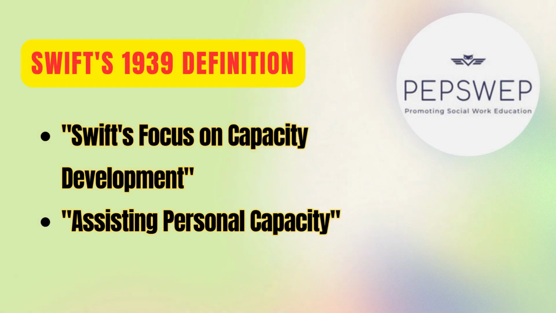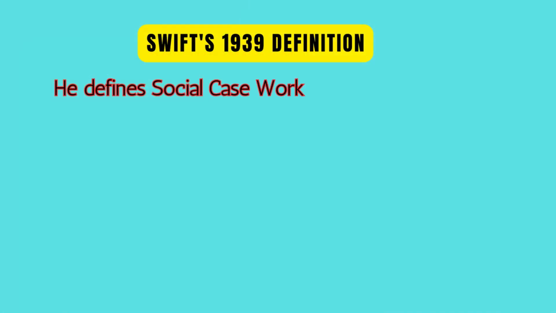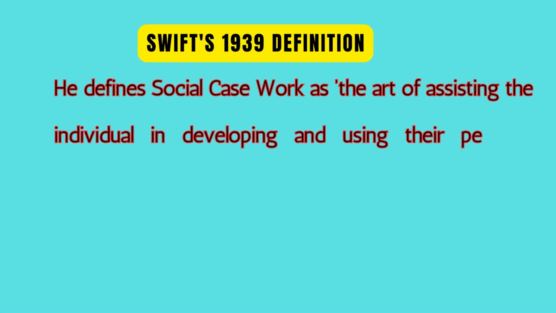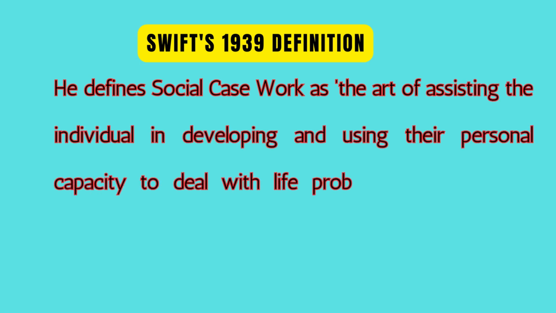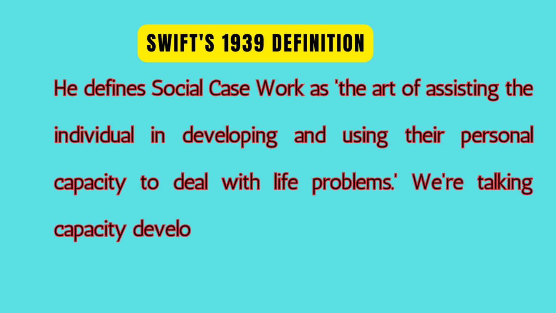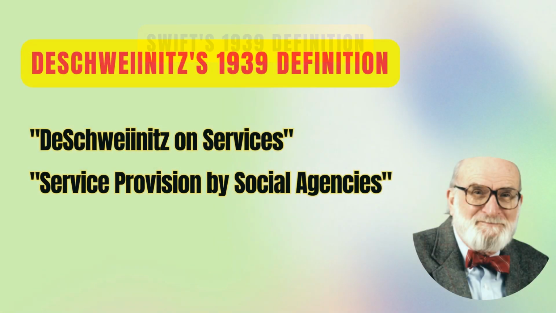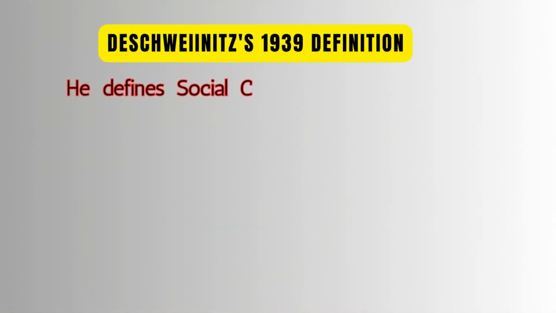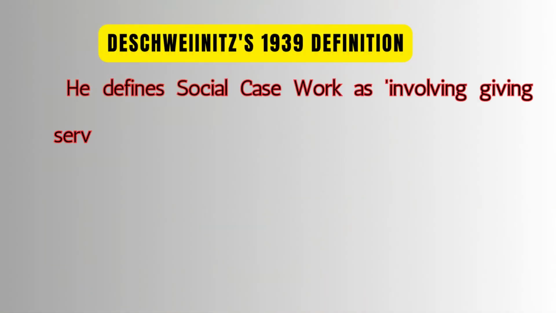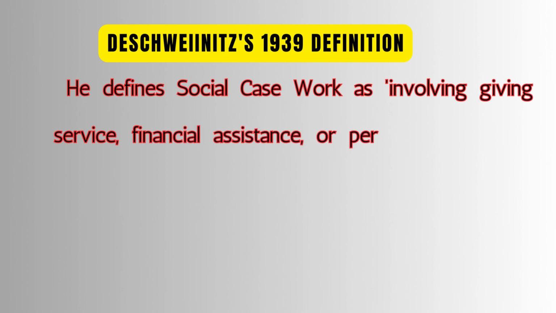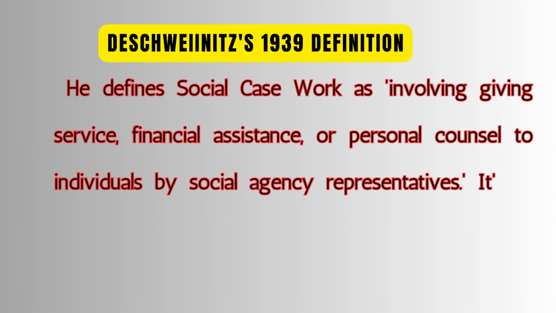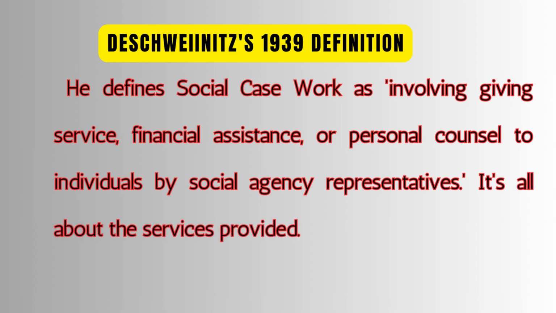Swift's 1939 take is about capacity development. He defines social case work as the art of assisting the individual in developing and using their personal capacity to deal with life problems. We're talking capacity development. Deshwayanitz in 1939 highlights the nature of services. He defines social case work as involving giving service, financial assistance, or personal counsel to individuals by social agency representatives. It's all about the services provided.